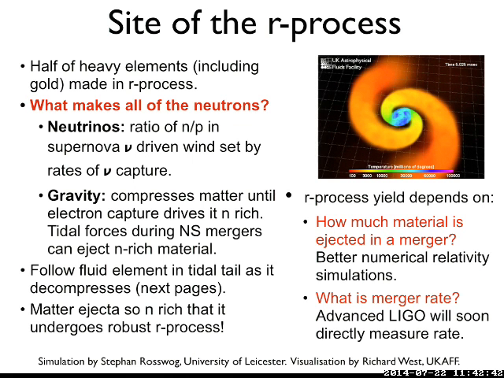I want to follow a fluid element in, for example, a tidal tail as it decompresses. The remarkable result, we believe this matter is so neutron-rich that it undergoes a robust r process. So there seems to be little nuclear physics uncertainty in what the stuff makes. And so the r process yield, I like to think of it as two numbers: how much material is ejected per merger and what is the merger rate. So we've had a bunch of discussion about that.